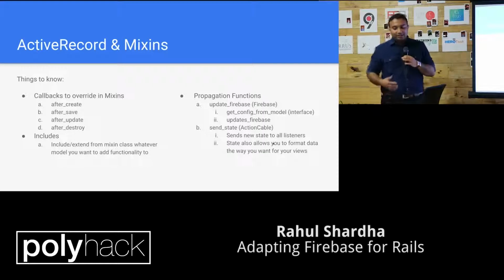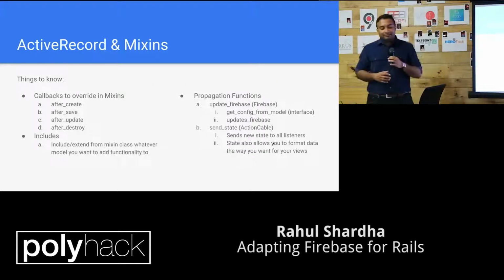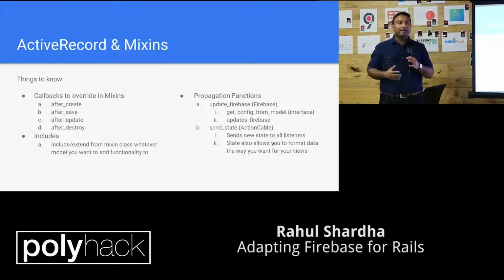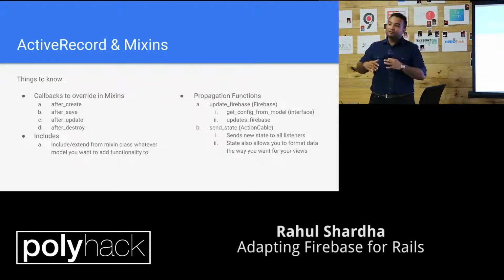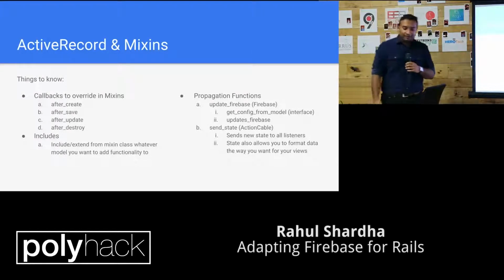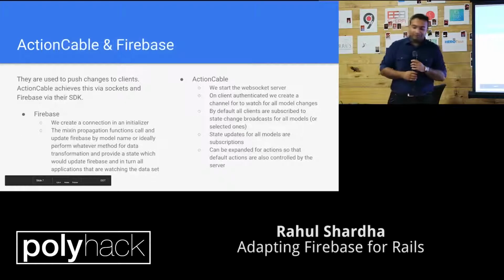Send state via Action Cable. That's where it gets interesting: you want to implement Action Cable, start hosting it, and send the updated state of any object via the Action Cable WebSocket to whoever's subscribing to it. That's the Active Record part of things, and now moving on to the Action Cable and Firebase part of things.